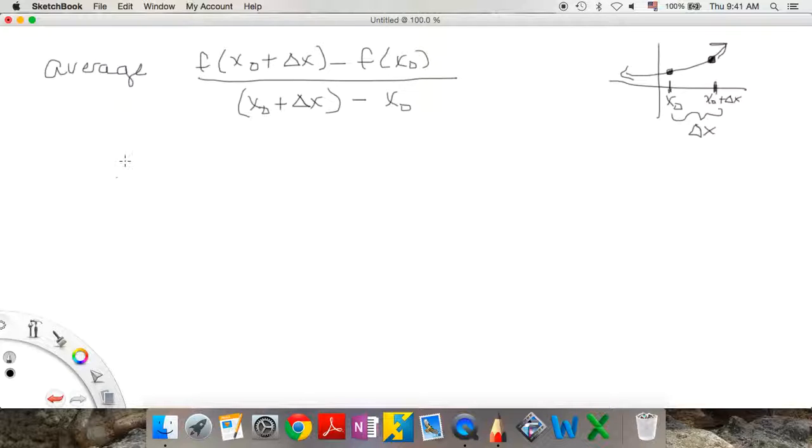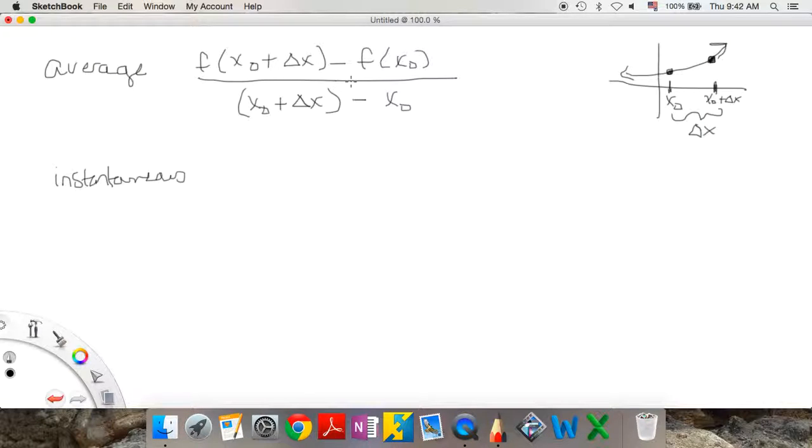Now what happens with our tangent? With our tangent line for instantaneous rate of change, what we're looking for is what happens when this delta x is going towards 0.